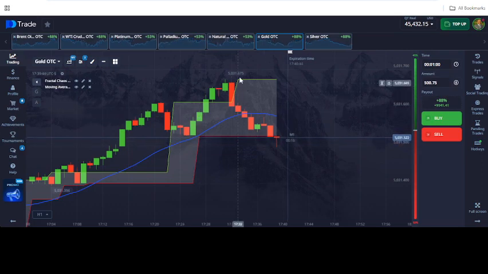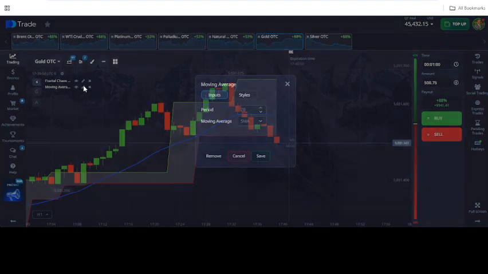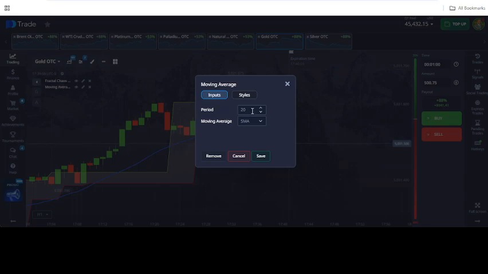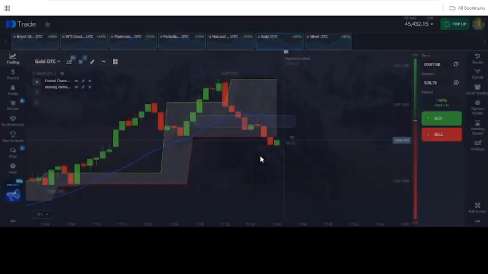The green chaos band line represents a dynamic level of resistance, while the red line represents a dynamic level of support. For my moving average indicator, I've set the period to 20, SMA for simple moving average, and in my style settings, I've increased the line width to 2 pixels. Okay, so we go ahead and save that.